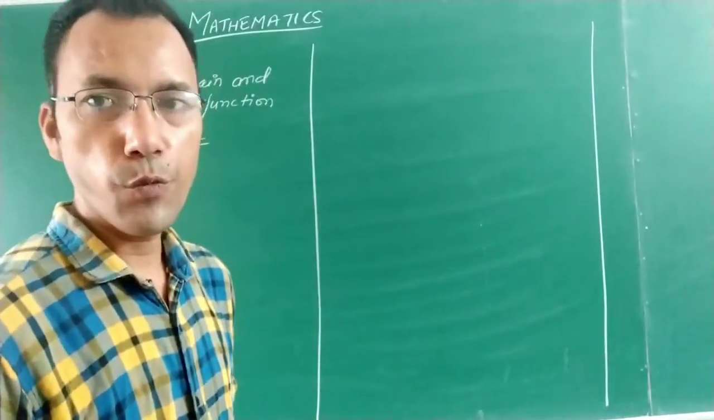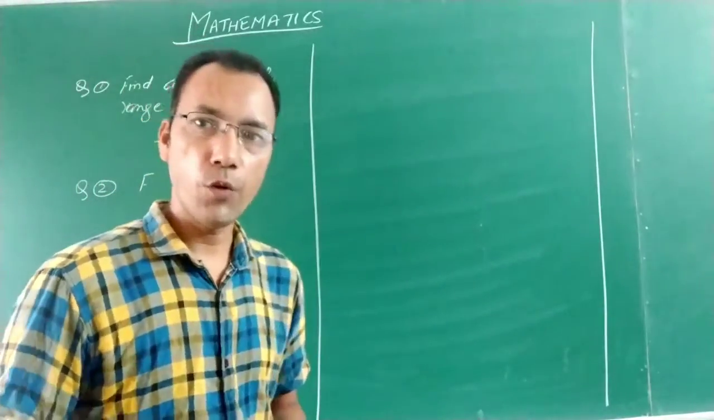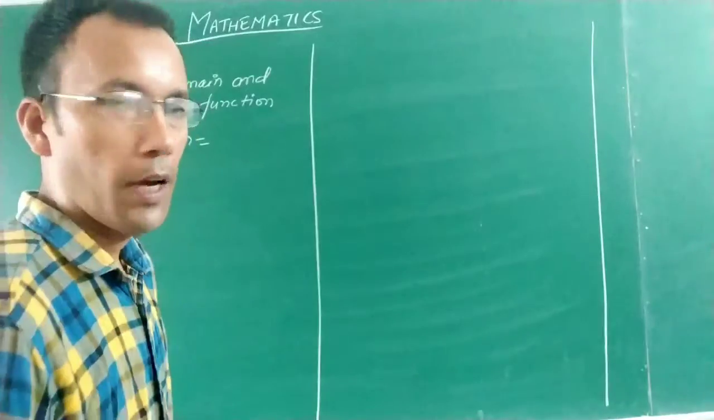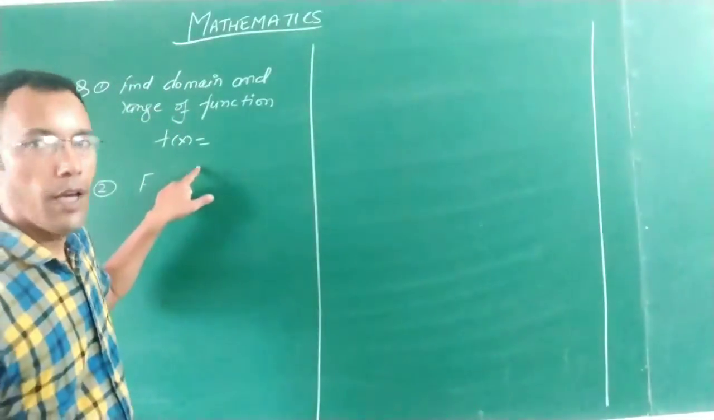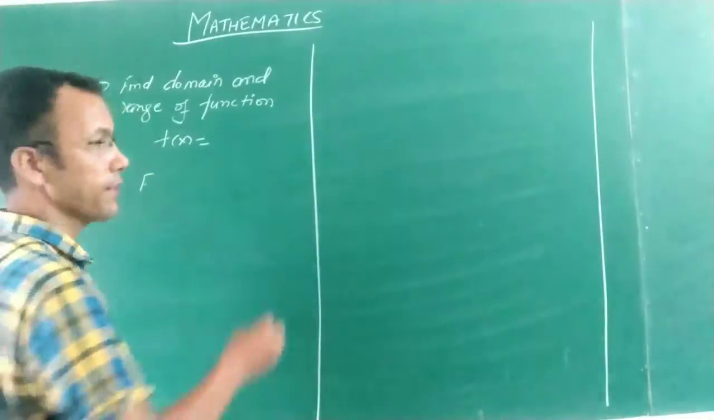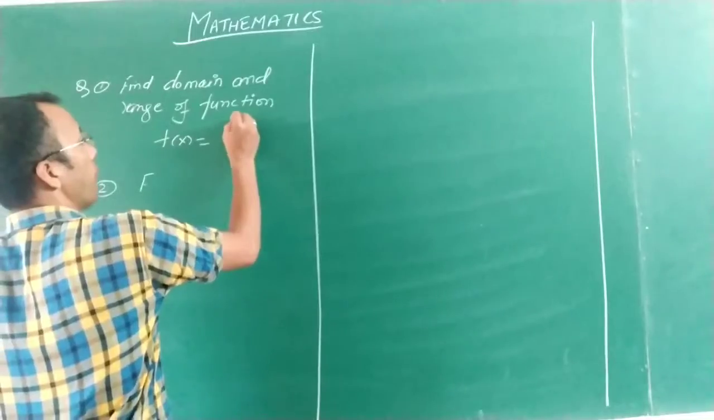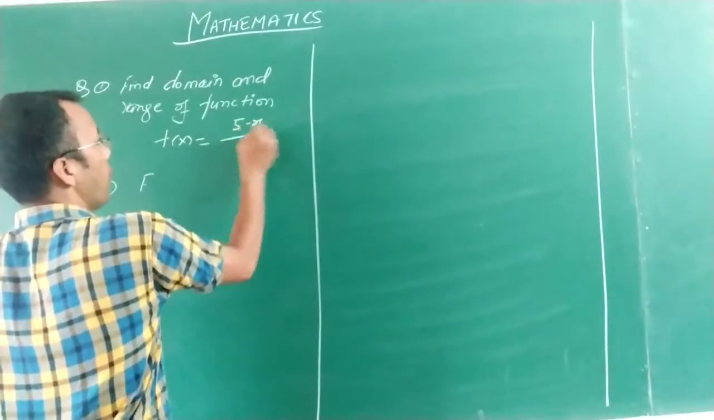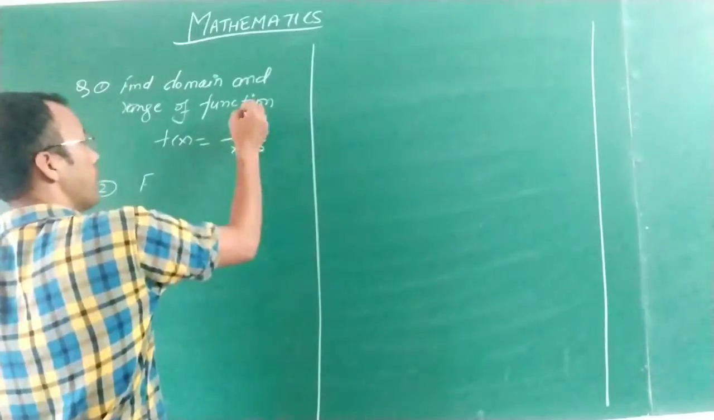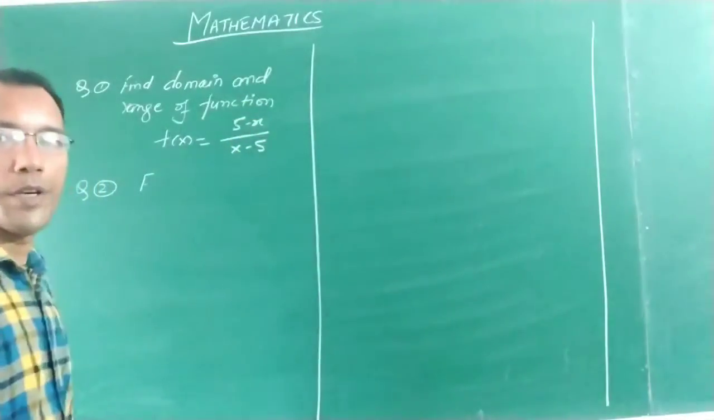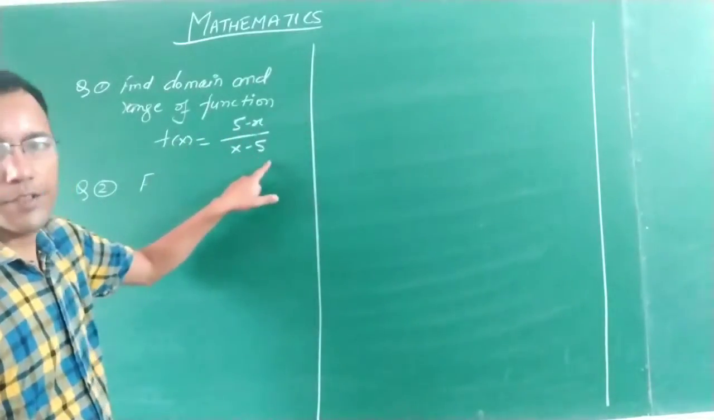In previous sessions we have discussed the domain and range of functions, and today we are going to solve some more problems. The first problem is: find the domain and range of the function f(x) is equal to (5 minus x) upon (x minus 5). That is, we have to find the domain and range of the function.